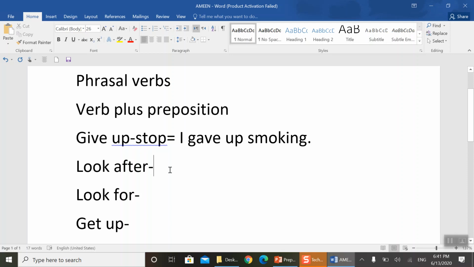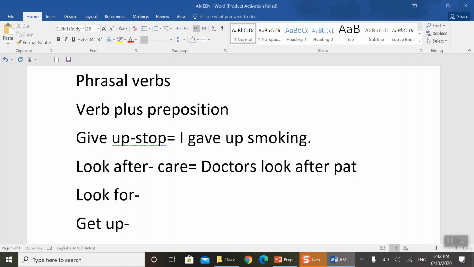look after. واحد يقول look ينظر. look after يعني انظر وراء؟ behind. لا. look after معناته care, يهتم. مثلا doctors look after patients. It means care. Doctors care. Okay, look after patients, care about patients. This is different.